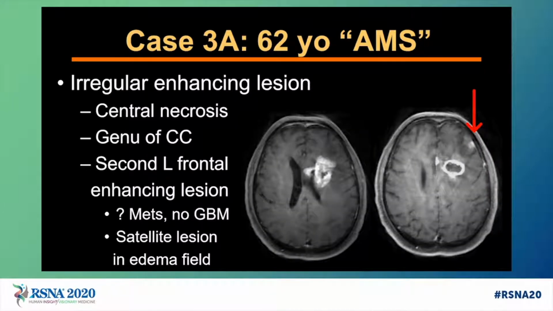On the contrast-enhanced sequence, we can again see heterogeneity consistent with central necrosis. We can see involvement of the genu of the corpus callosum. But something a little different than our last case, we see a second enhancing lesion in the left frontal cortex.